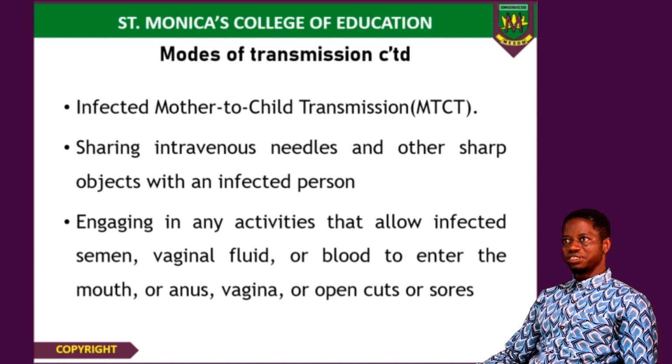A pregnant mother with the HIV virus can pass it on to the newborn baby. Sharing intravenous needles and other sharp objects with an infected person. Engaging in any activities that allow infected semen, vaginal fluid, or blood to enter the mouth, the anus, the vagina, or an open cut or sore. So, for instance, if you are asked to mention any 3 fluids in which the virus can survive, you can mention infected semen, vaginal fluid, blood, and breast milk. All these are fluids in which the virus can survive.